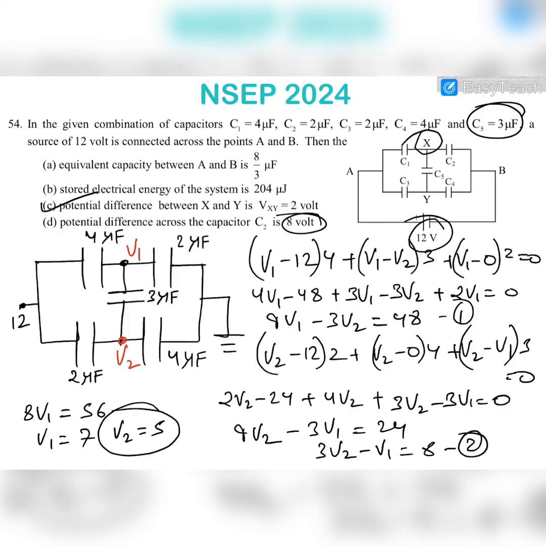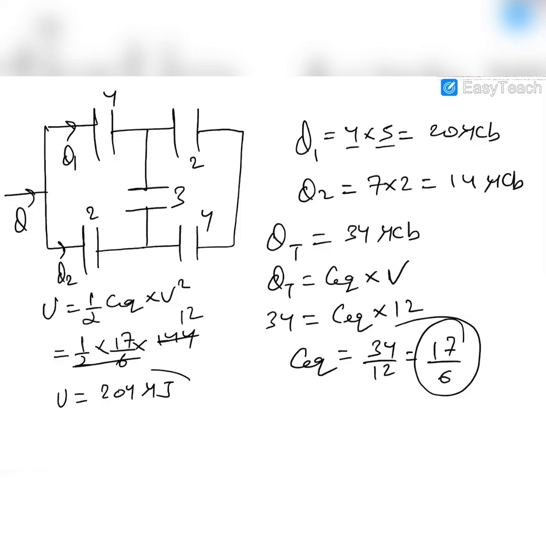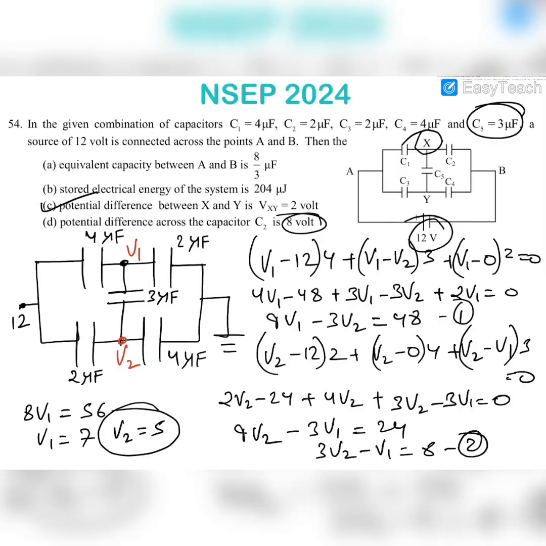Now we move on. So energy is half C equivalent into V square. So it would be half of 17 by 6 into 144. So this will be 17 into 12, so it would be equal to 204 microjoules. So the correct options will be B and C. Okay, so now let's move on to the next problem.